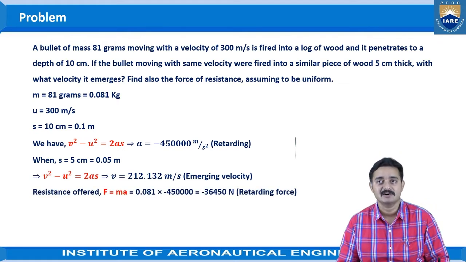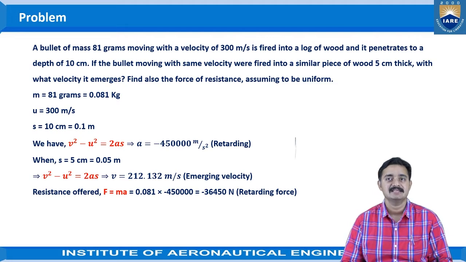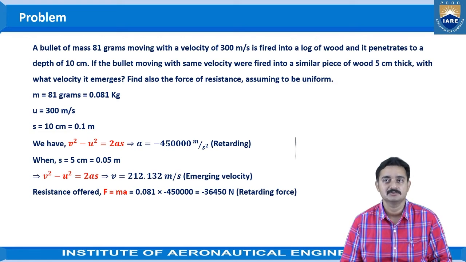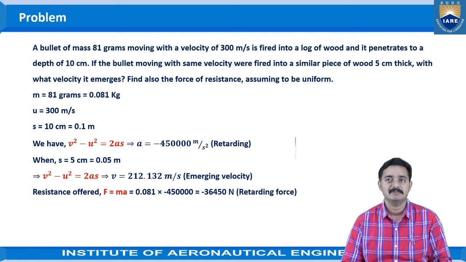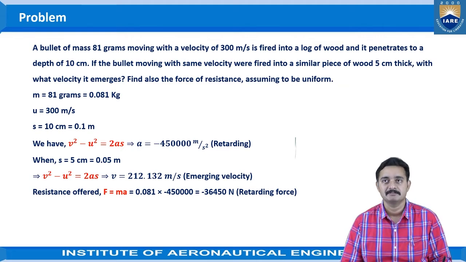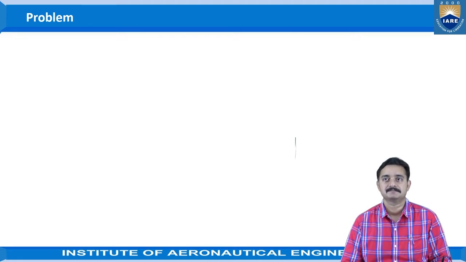Now, the resistance offered is given as F is equal to ma, that is the mass of the bullet, 0.081 kg, times the retardation, minus 4,50,000. So when you solve this, you will obtain minus 36450 newtons, which is a retarding force. So these are the answers for the questions asked.